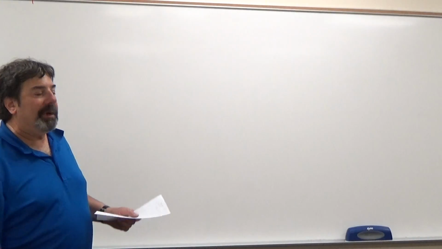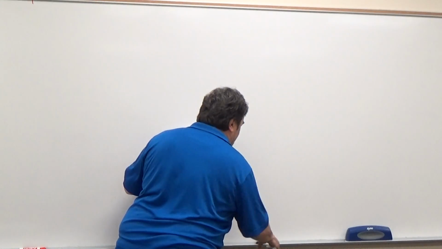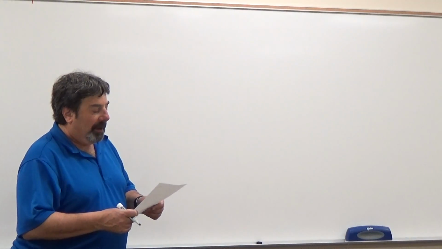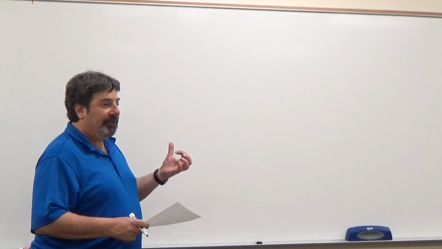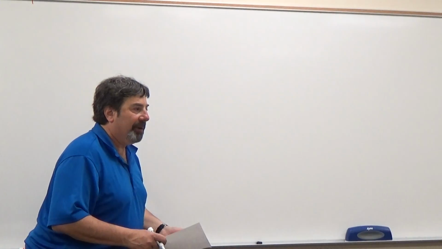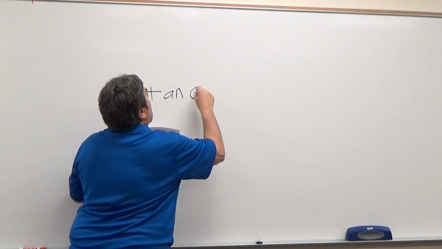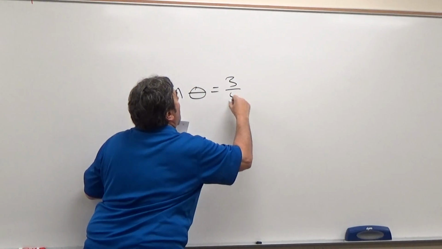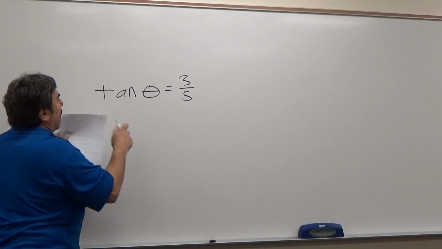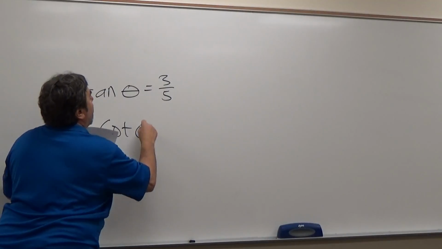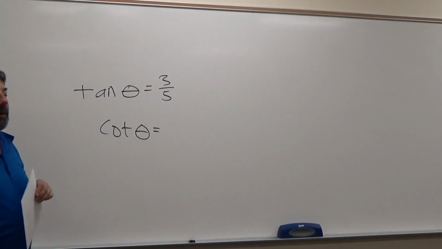All right. Before we get to the next section, I just want to review the fact that we have the three main trig definitions and the three other trig definitions, which are the reciprocals. If they tell you that the tangent of theta is equal to 3/5, what would the cotangent of theta be equal to? 5/3.